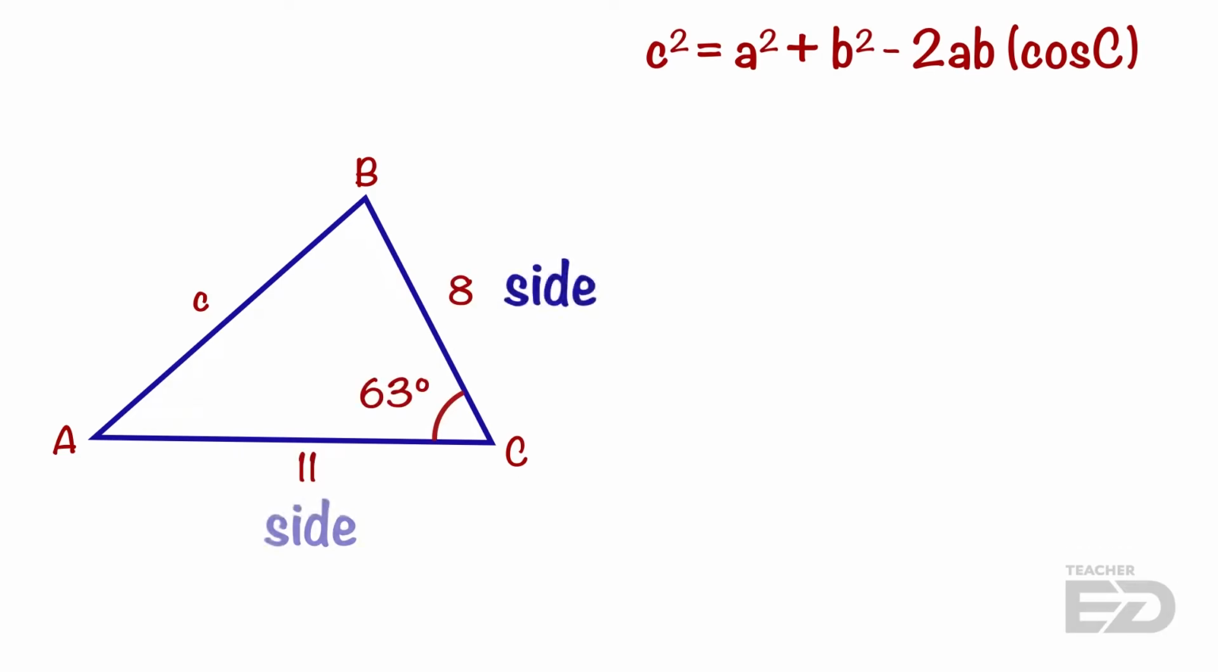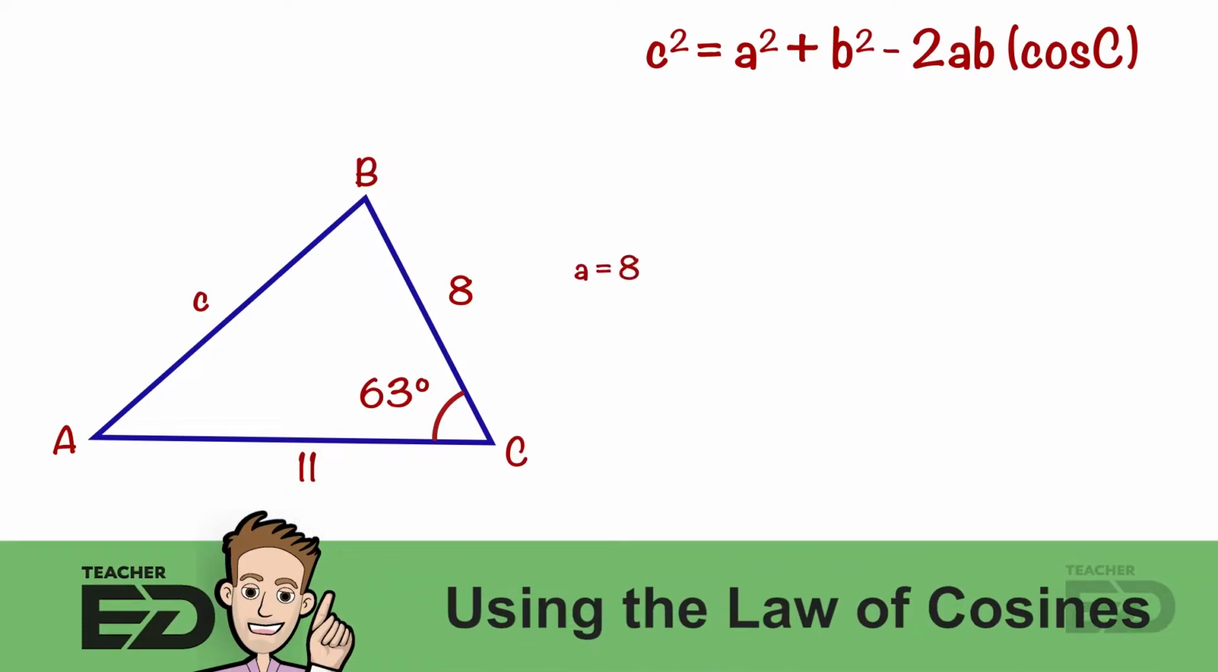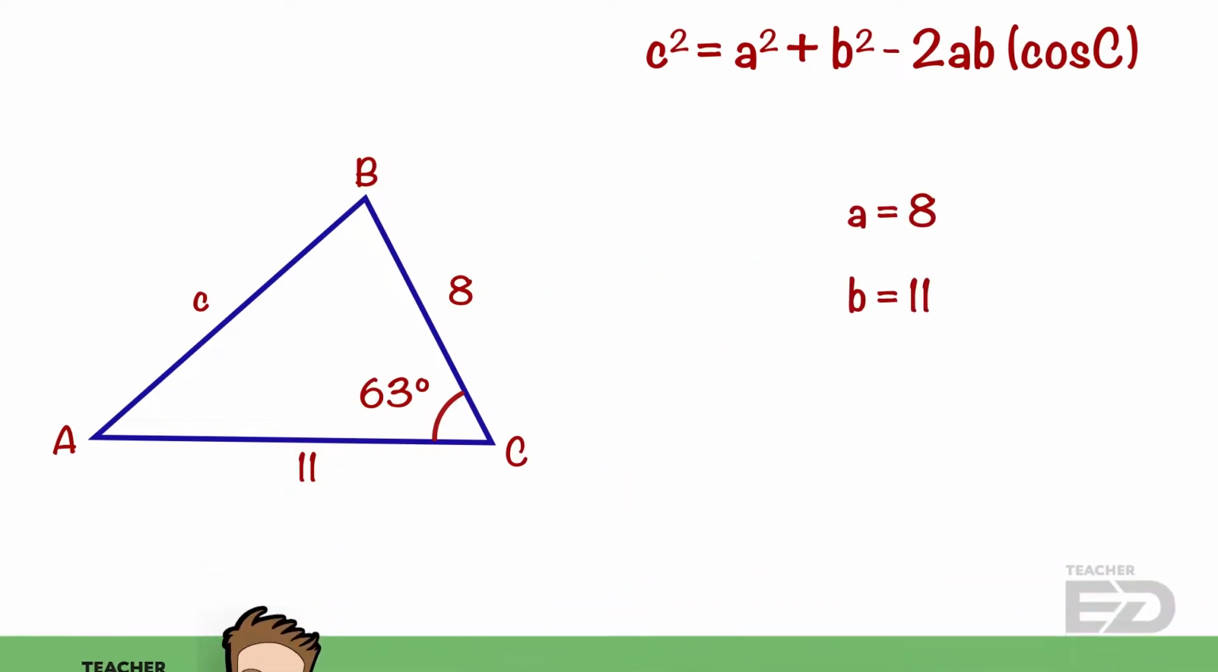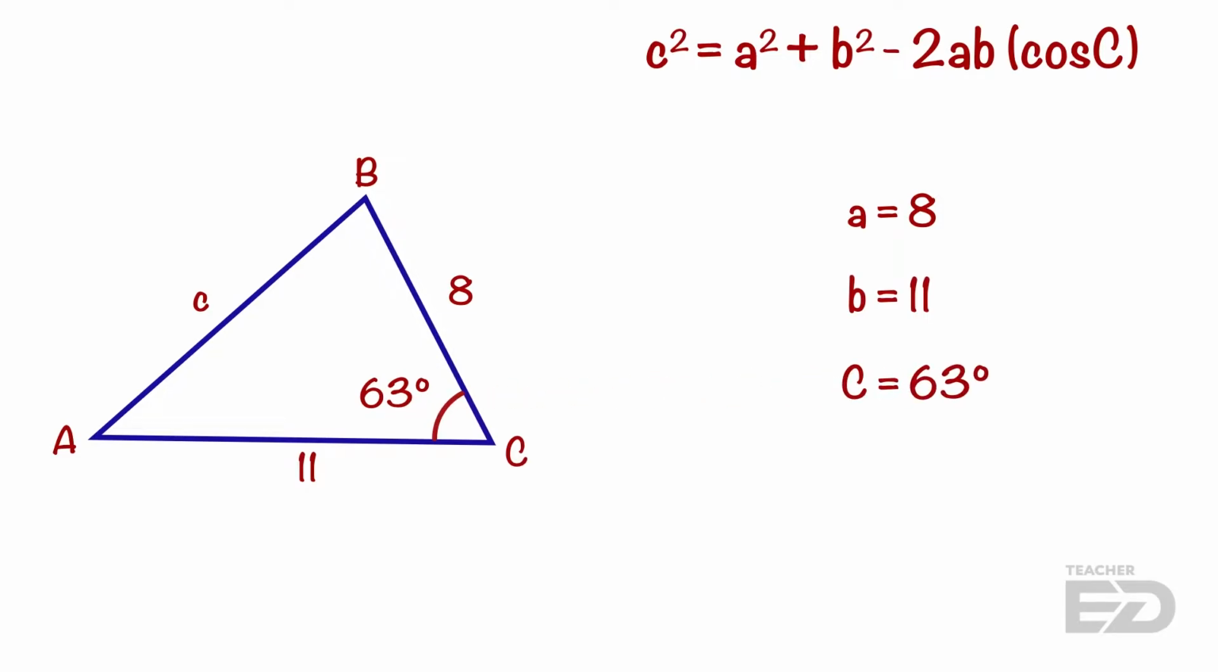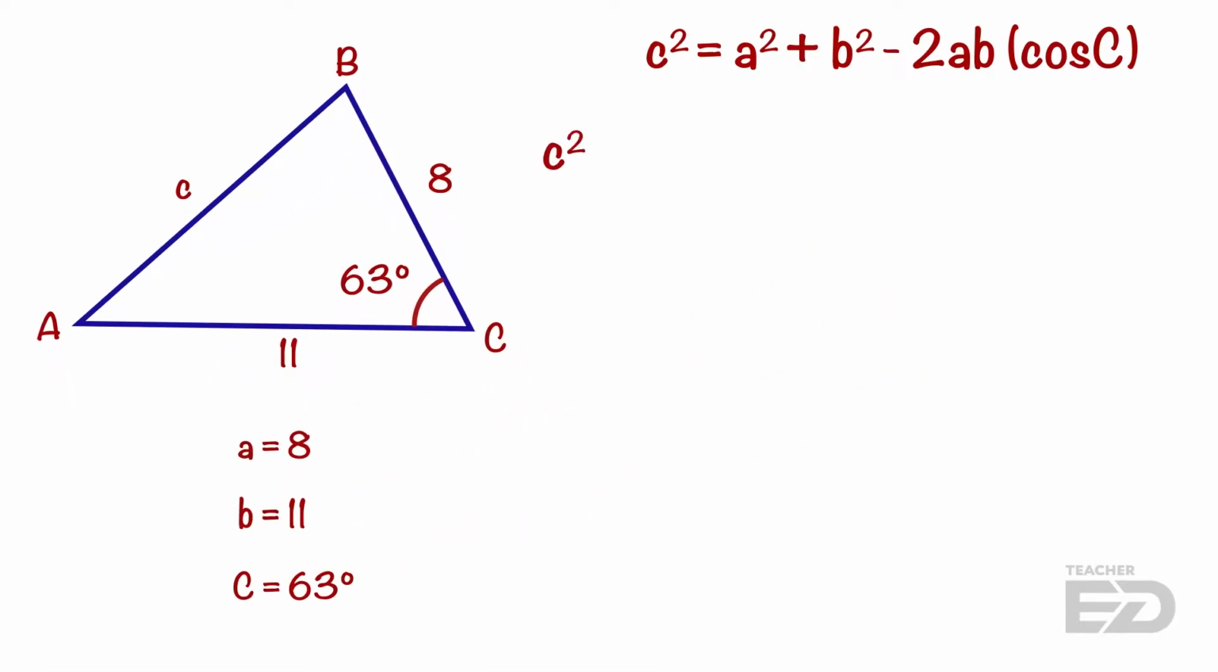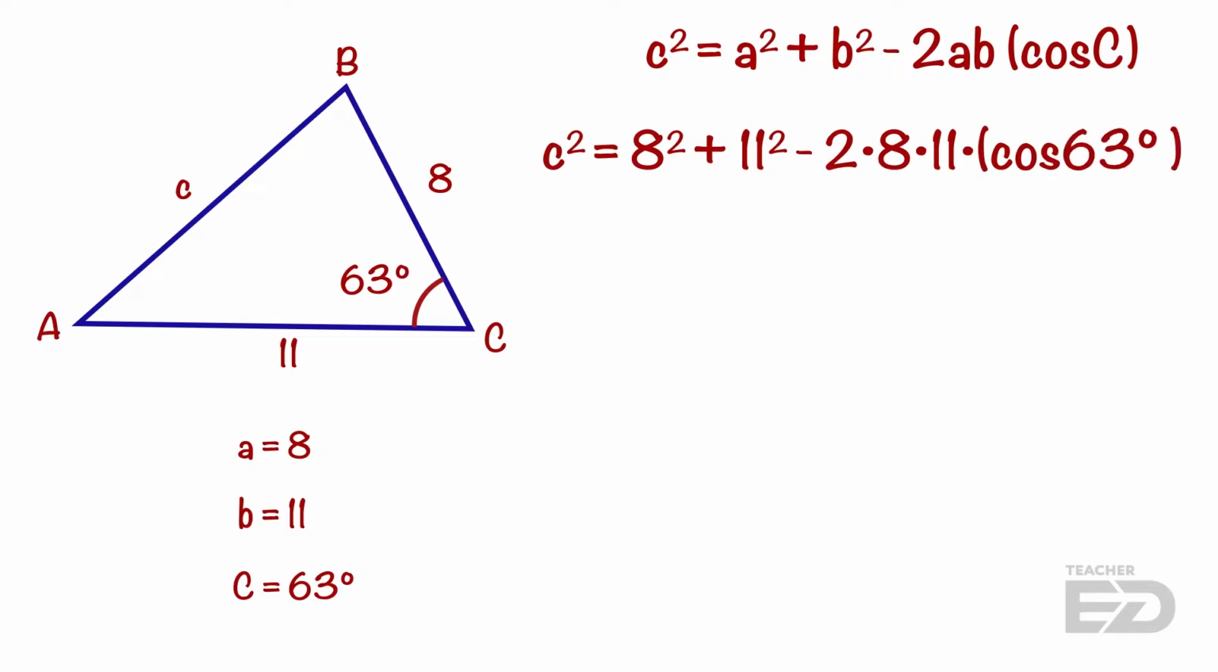It's a side-angle-side triangle with known sides of 8 and 11. The known angle is 63 degrees. We can say that side a equals 8, side b equals 11, and angle C equals 63 degrees. If we substitute the known variables into the formula, we get this here.